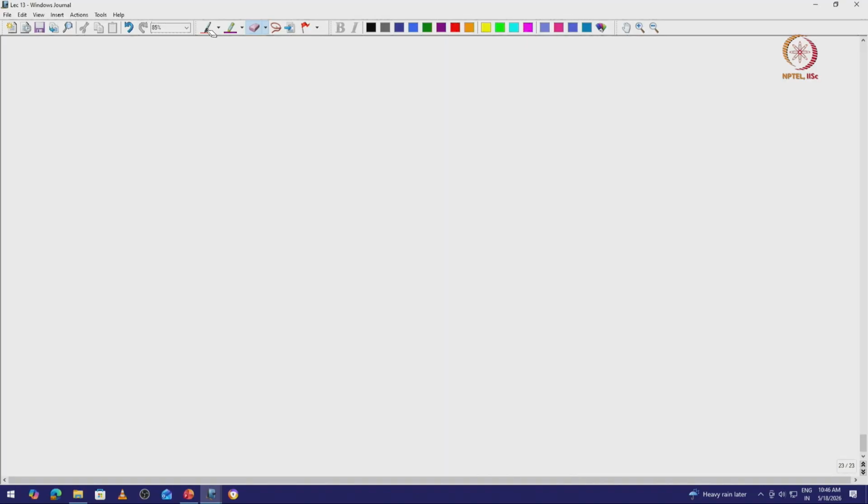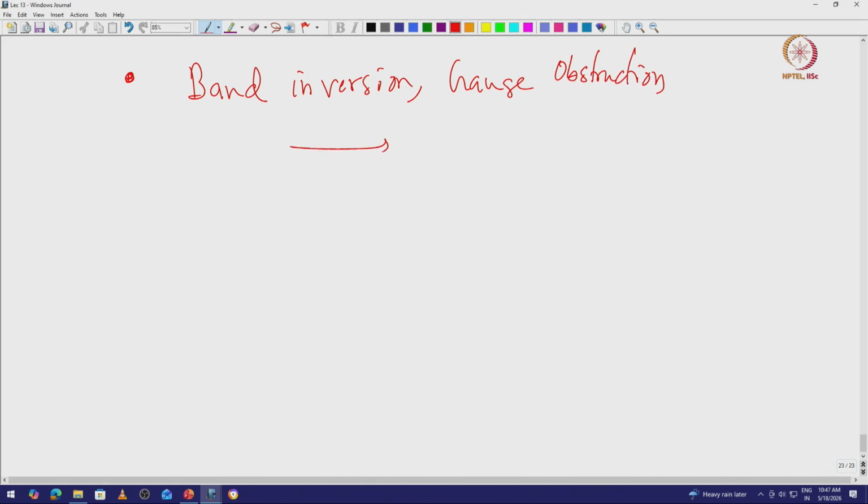And what we will do is, this band inversion and gauge obstruction, how they are related to topological invariants. Okay. So, to understand this band inversion and gauge obstruction a little more, let us take some example.